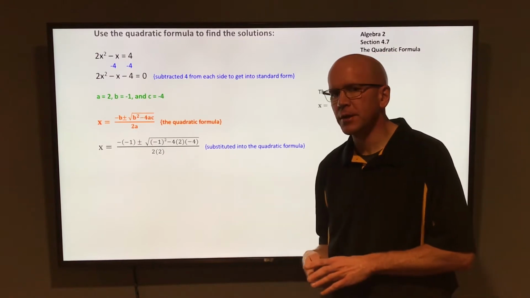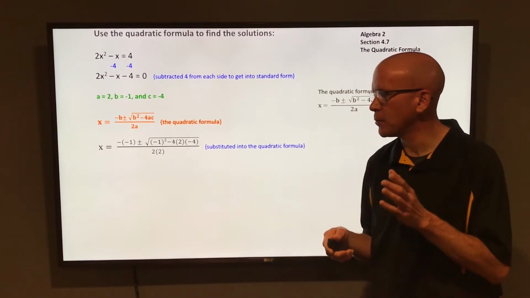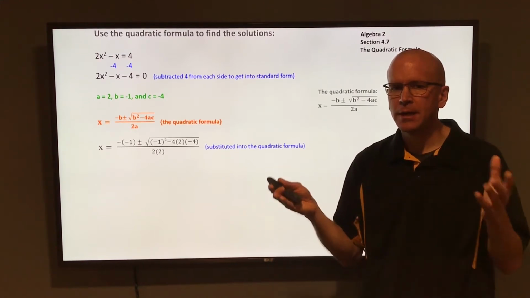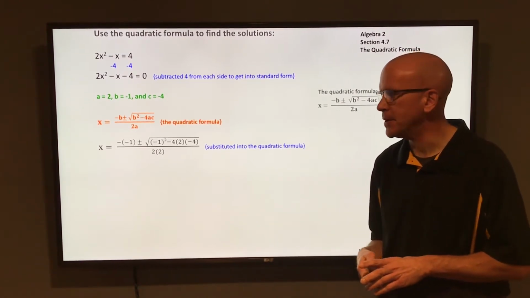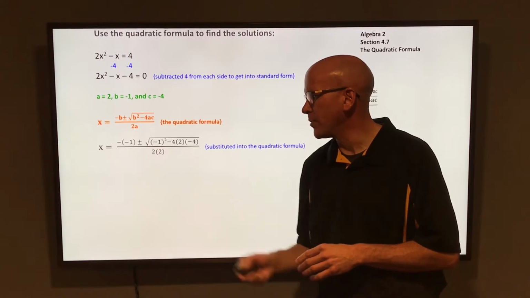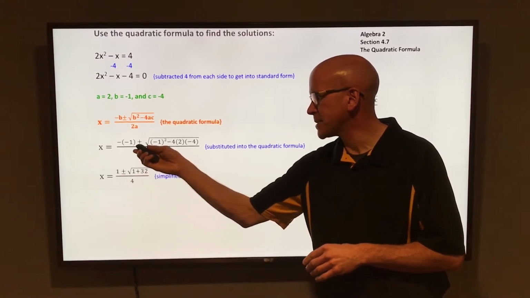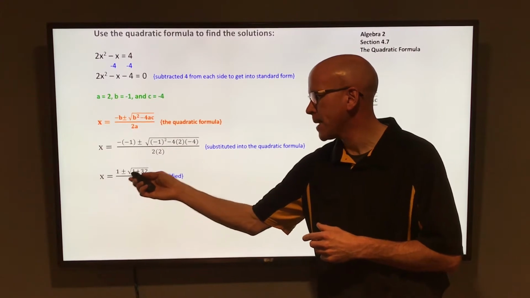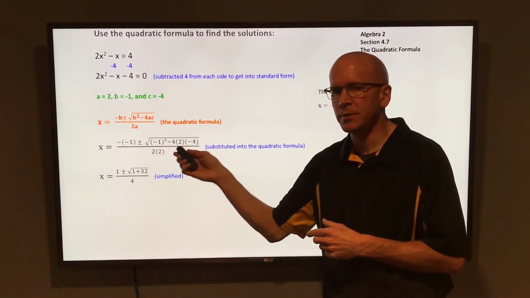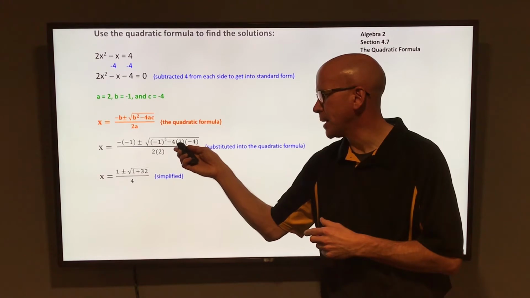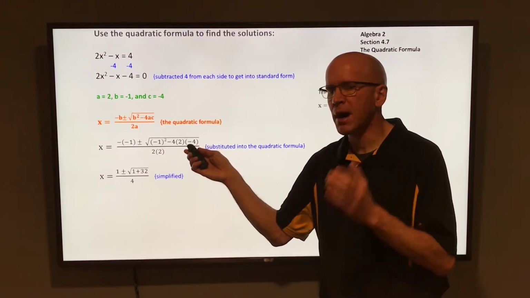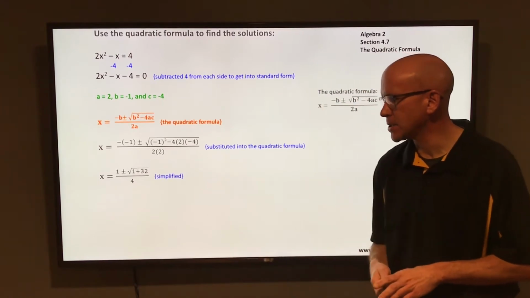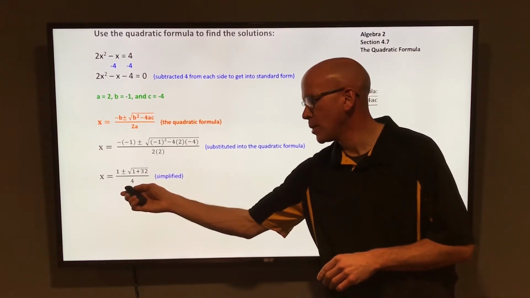Just keep working through this. Watch your signs. Very important you watch your signs. Most mistakes people make when they're using the quadratic formula is a positive or negative sign out of place. So take the negative of a negative 1, it's positive 1, plus or minus the square root of negative 1 squared. If you square negative 1, that is 1. And then right here usually is where the mistakes appear. Negative 4 times 2 times negative 4, it's positive 32. So you write plus 32. That's all over 2a, which in this case is 2 times 2, which is 4.